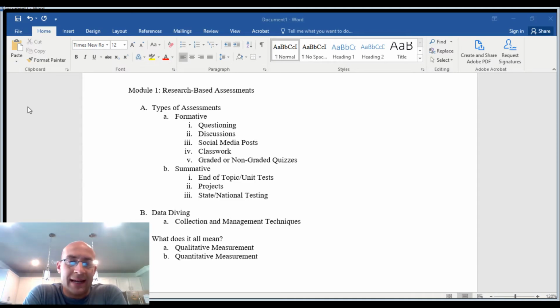So part B, data diving. Collection and management techniques. Okay, so from a collection standpoint, you don't want to overburden yourself in terms of, wow, I really need to have 100 grades in the gradebook, or wow, I really need to have 10 different ways that I can collect data. You really should only be using a couple of methods.